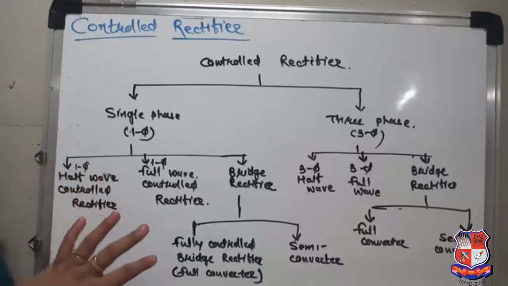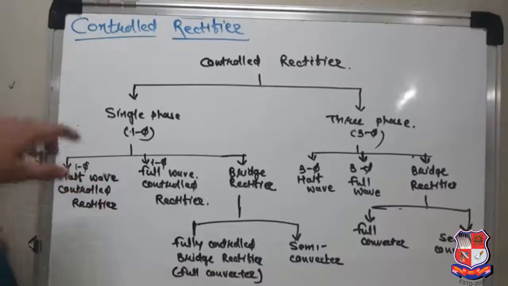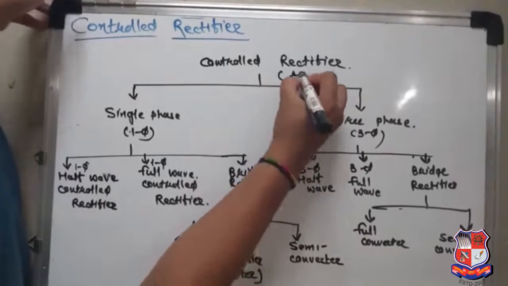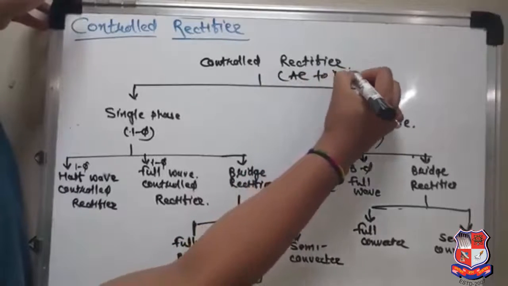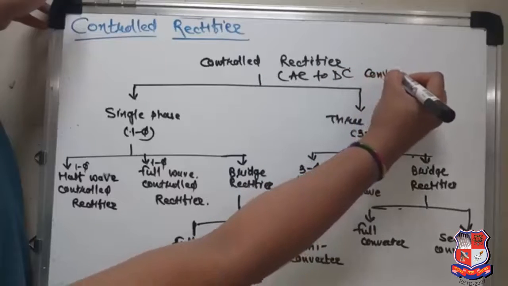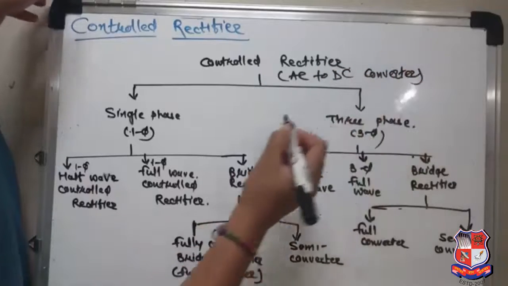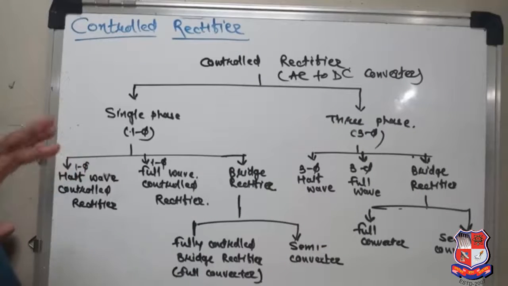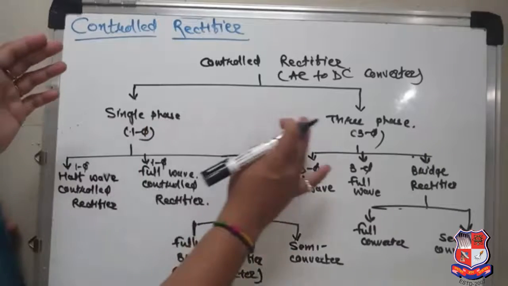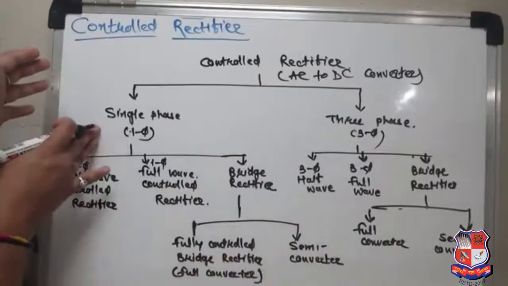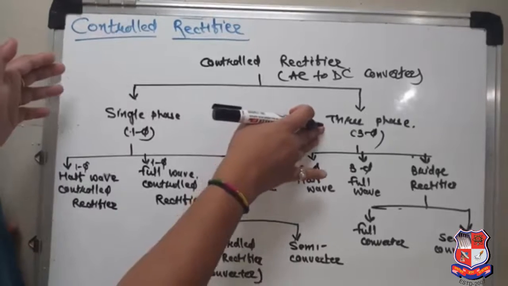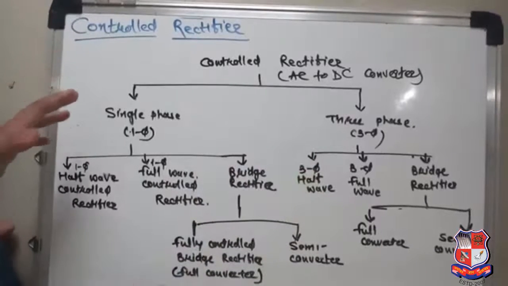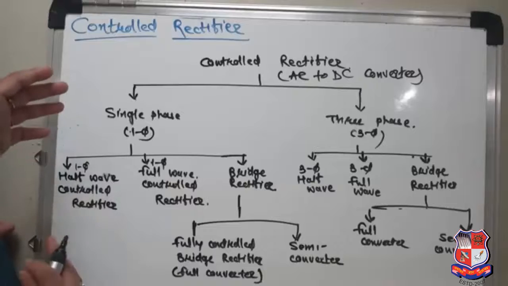These are the categories of the control rectifier, and the control rectifier is known as the AC to DC converter, in which the input is AC and the output is variable DC voltage. Depending on the input supply, the classifications are single phase and three phase. Here the input supply is single phase AC. Here the input supply is three phase AC. And depending on the configurations we are using, the subcategories are like this.